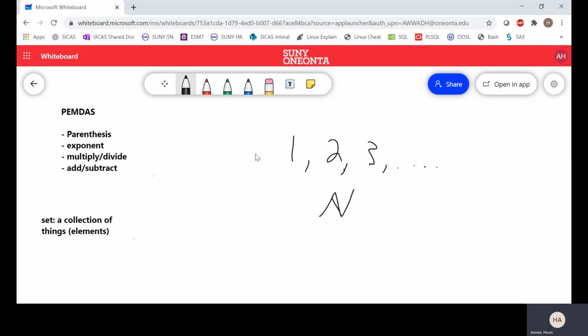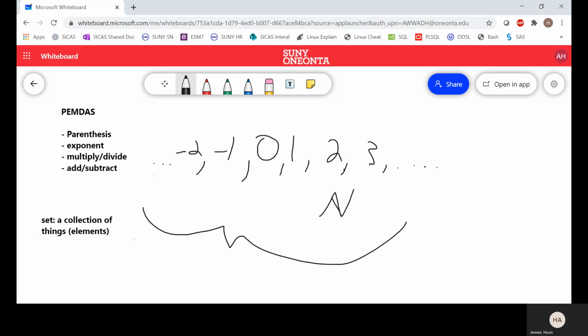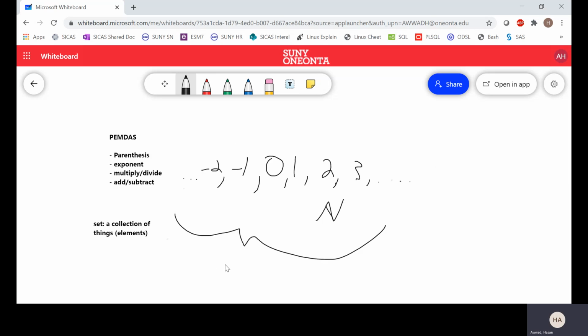Now, if you add 0 into it, then it's no longer the natural numbers. What it becomes is known as whole numbers. And then finally, if you go ahead and add in the negative numbers, so -1, -2, and so on, and then that goes to negative infinity, what you call the whole thing is integers. And integers are going to be denoted basically by this notation, kind of like a Z looking thing.